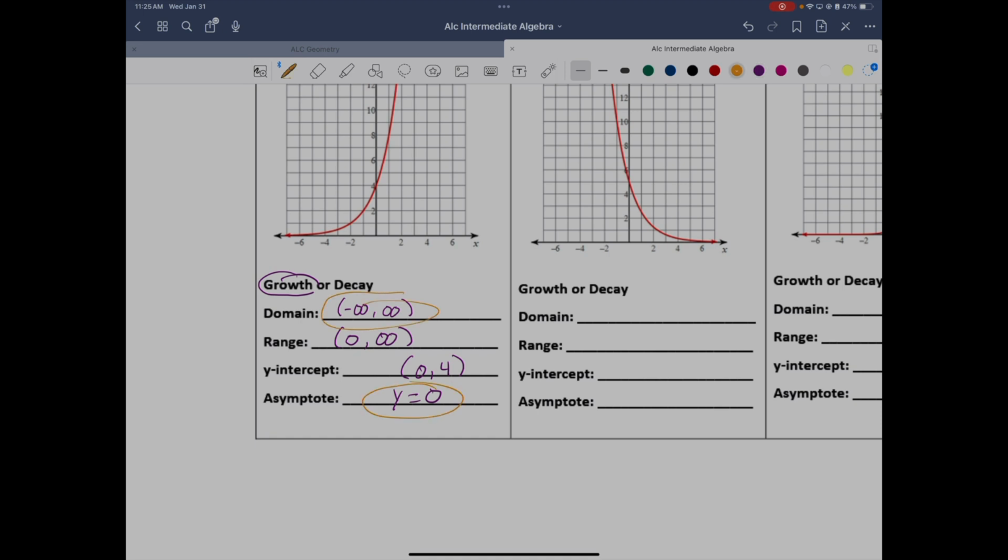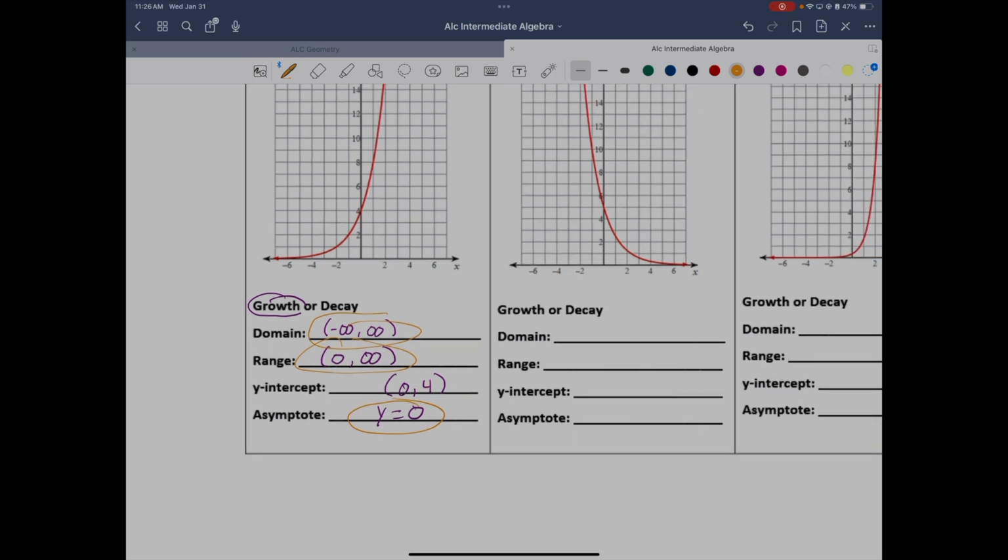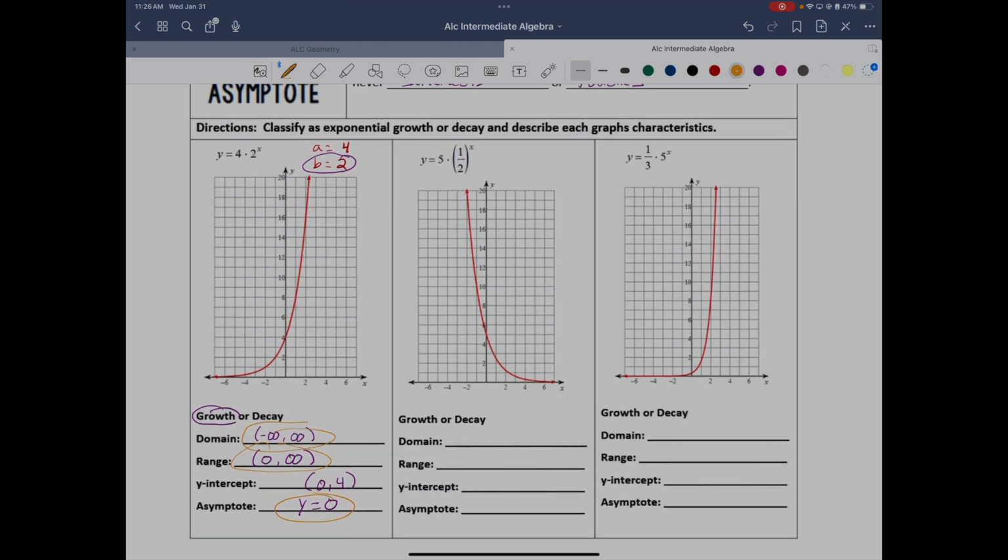These three things today are really going to be consistent. They're not really going to change. The only ones that are going to change today are your y-intercept, and whether it's growth or decay. Those, I think, are the only ones that are going to change today. So if we look at the second one, we've got y equals 5 times (1/2)^x.